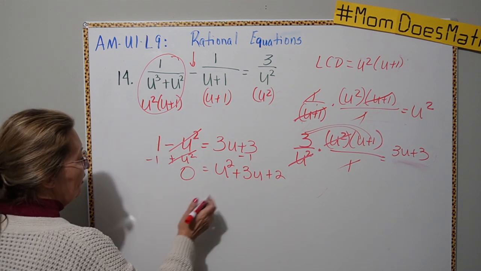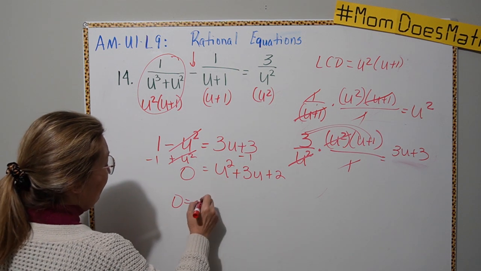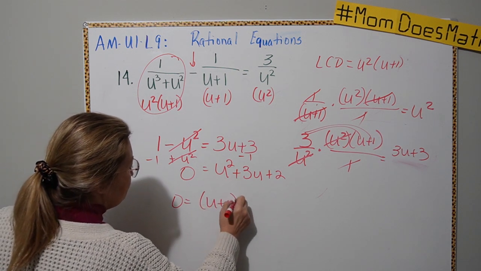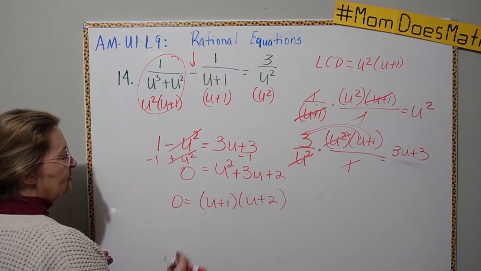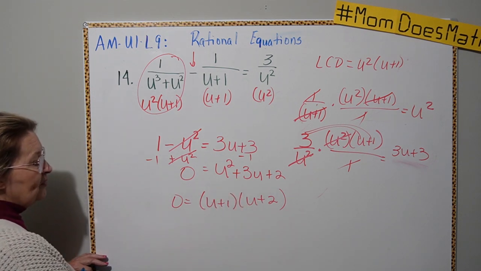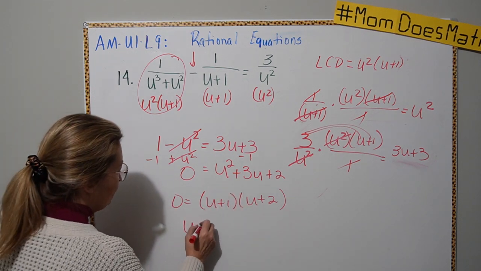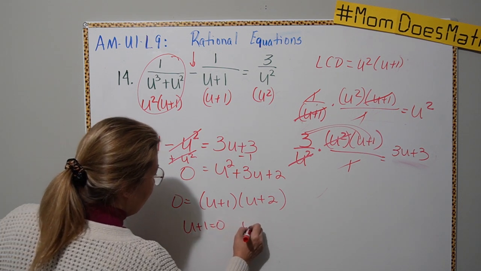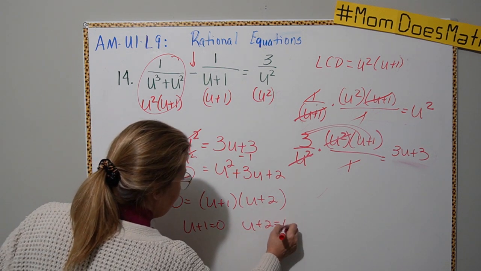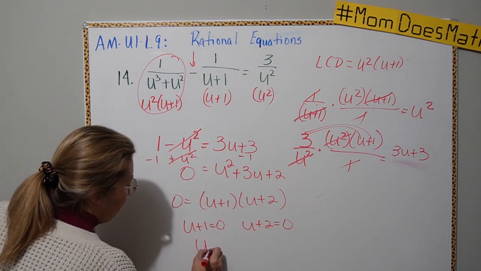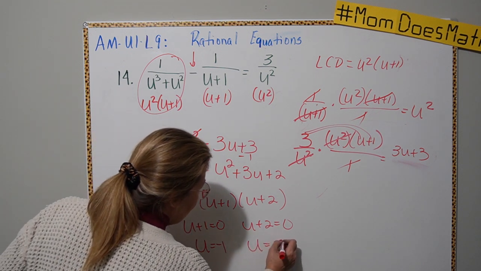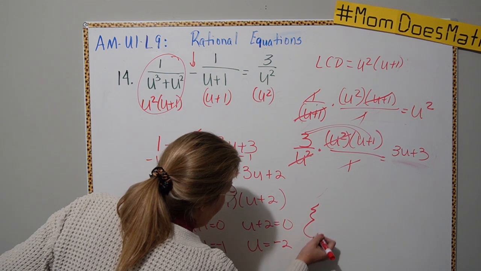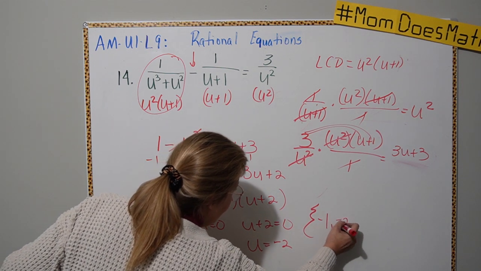Okay? So now let's factor. I have u plus 1 and u plus 2. Those will factor this. And now I'm ready to use my zero product property. So I have u plus 1 is equal to 0, u plus 2 is equal to 0. So u is equal to negative 1, and u is equal to negative 2. And those are my possible answers.